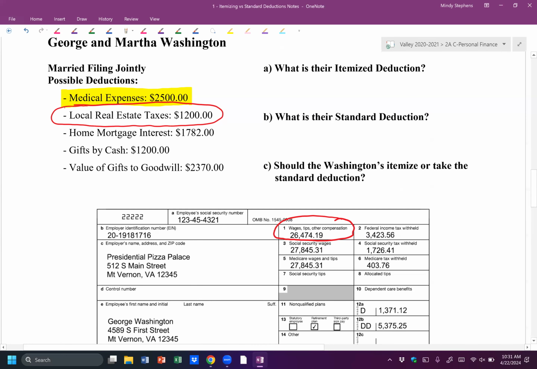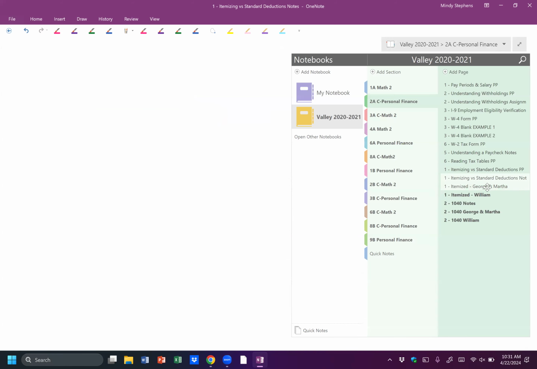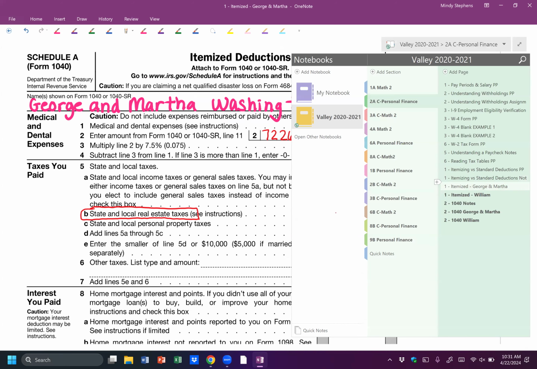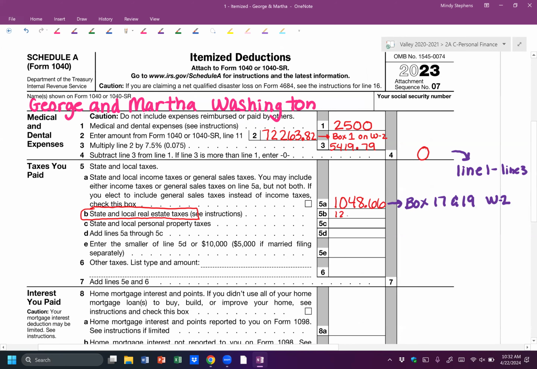If it's not on that list, enter 0. If you don't have it listed there, put 0. So we're going to do 1,200 in that box. So 5B is 1,200. And you have to write small, but you have to be able to read it also.